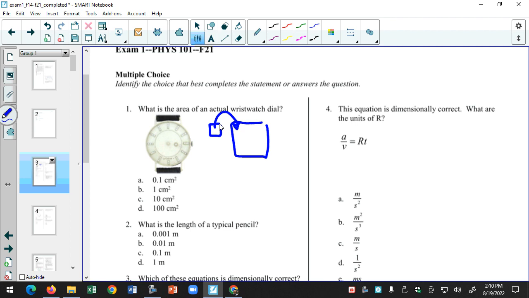Well, it's not a tenth, right? I mean, the wristwatch is bigger, so it's definitely not that. It's also not 100, so it's either 1 or 10. What do you think it is? It's going to be 10, right?